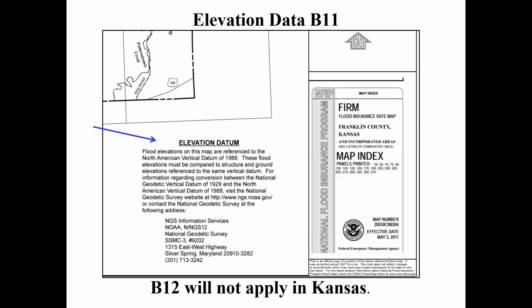And yeah, for B12, our last line, won't apply in Kansas. We don't have any coastal barrier resources systems, which are areas that are protected by sand dunes and they're coastal. So we don't have to worry about that one. But we want to know what datum our base flood elevation is in, which we can find on the maps. We can also find it on the flood insurance study.